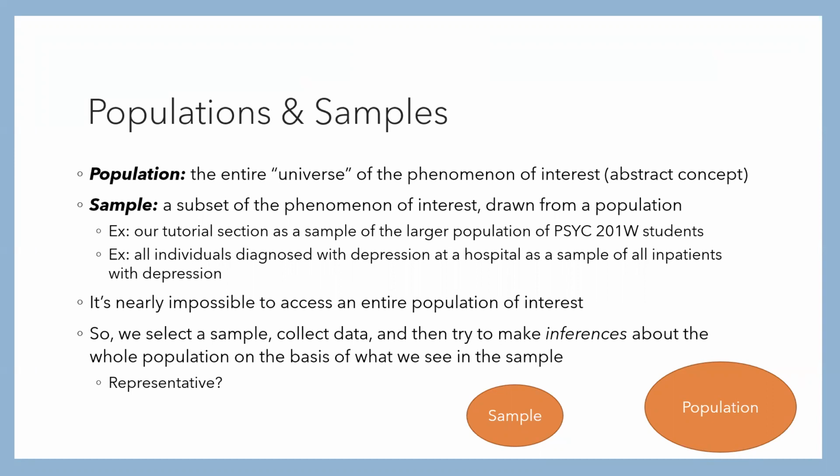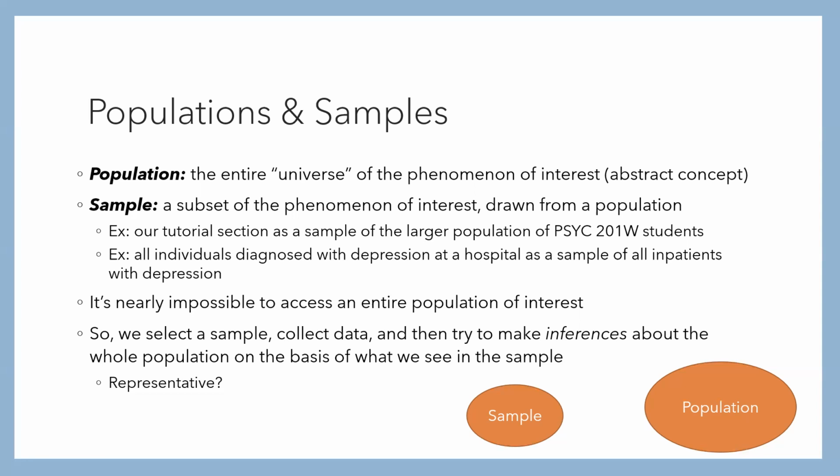For example, our tutorial section could be considered a sample of that whole population of PSYC 201 students mentioned previously, and all individuals diagnosed with depression who reside at a certain hospital would be considered a sample of all hospitalized persons with depression in this world. As you can likely imagine, it's nearly impossible to access an entire population of interest.